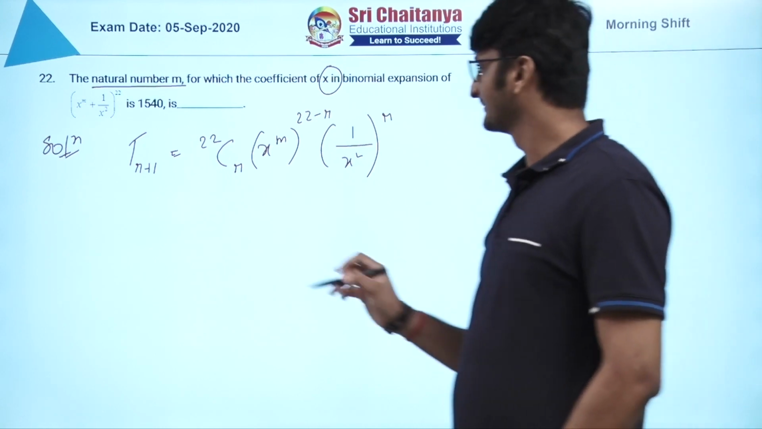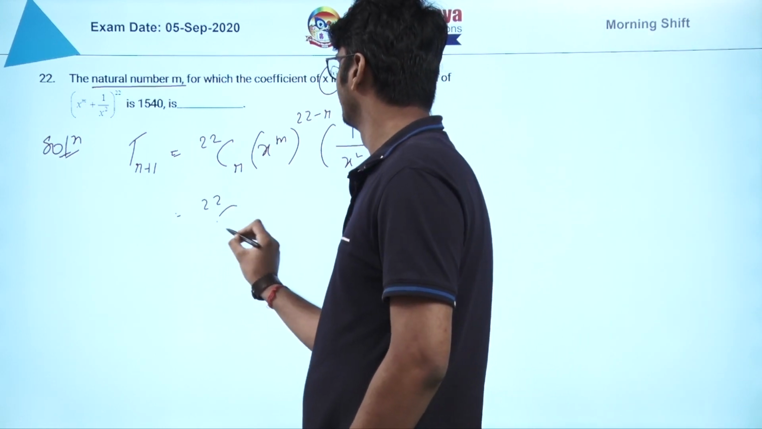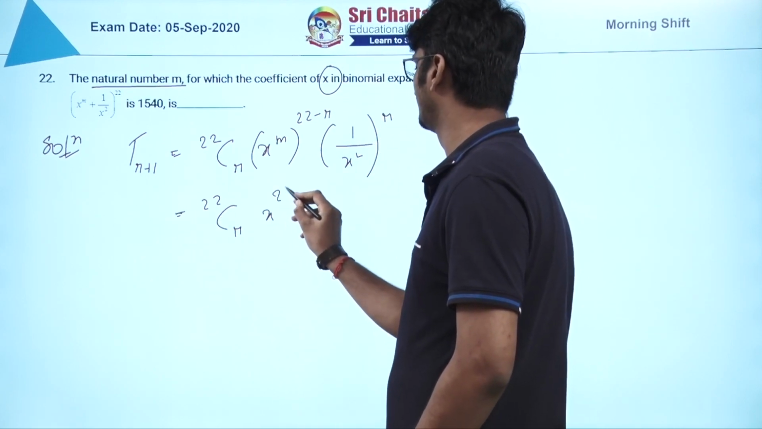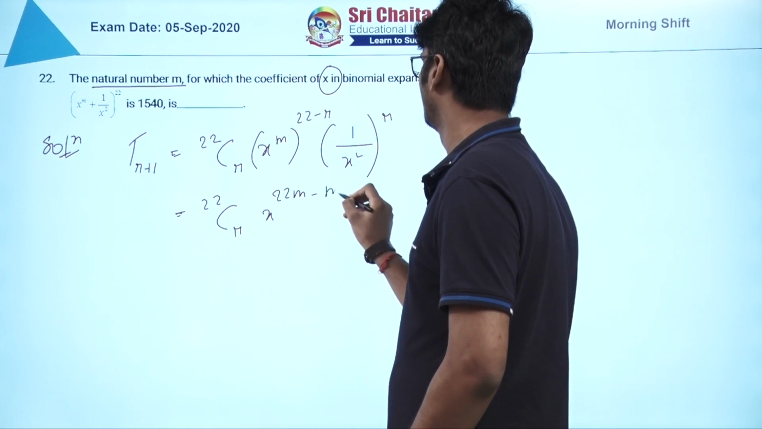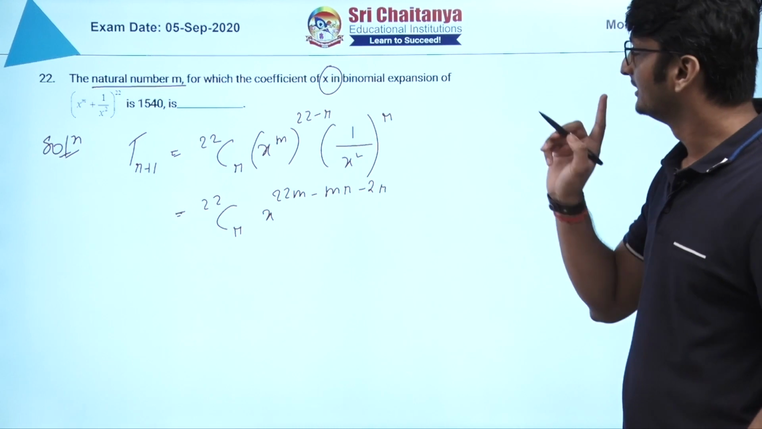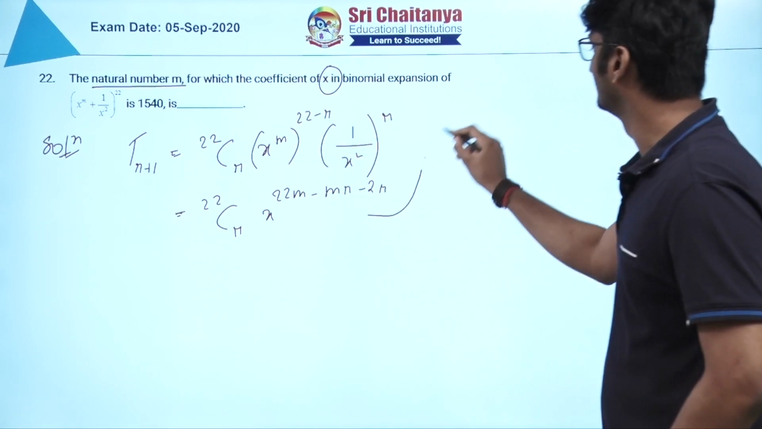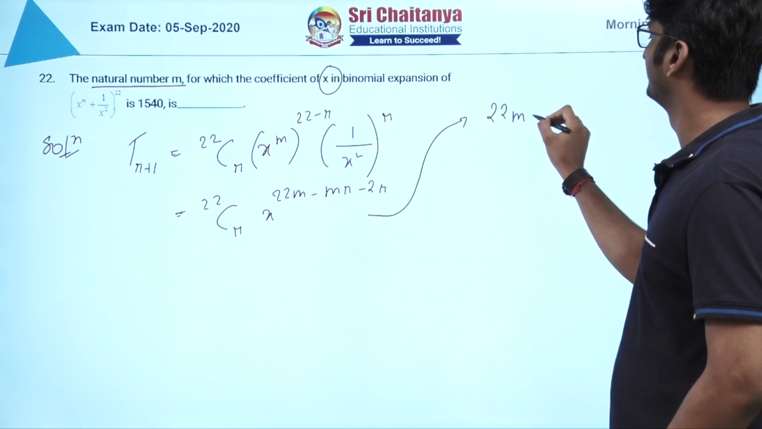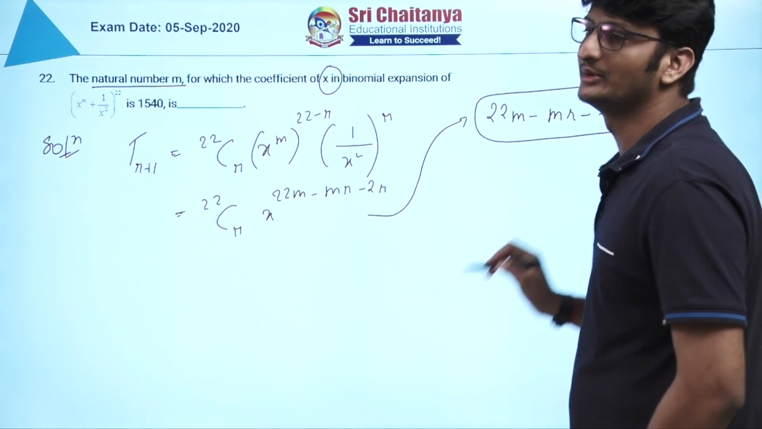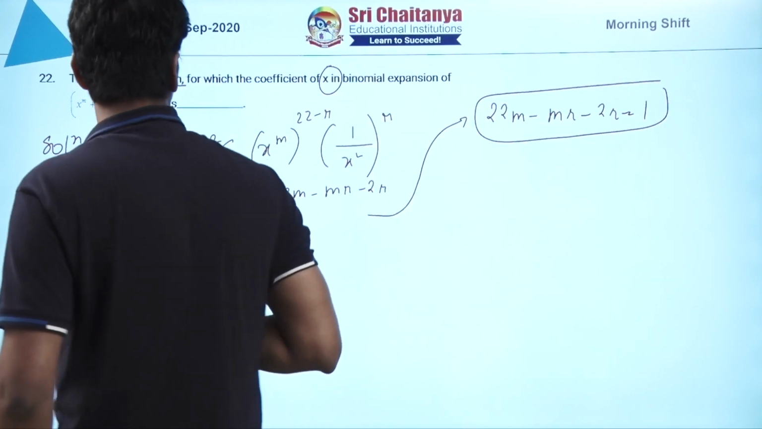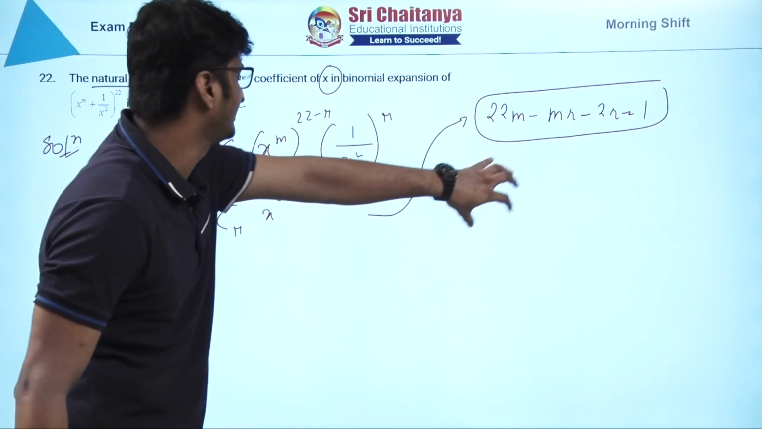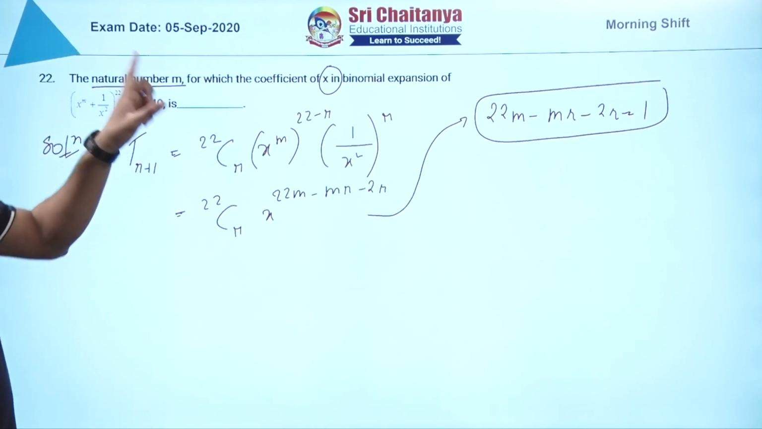So, what is the power of x? Rewrite it, x to the power 22m minus mr minus 2r, this we are getting as the power of x. This value should be 1. Okay. 22m minus mr minus 2r is equal to 1. So, from this we have got the relation between m and r. Now, it is given the natural number m for which the coefficient of this, what is the coefficient here? 22 C r should be equal to 1540.